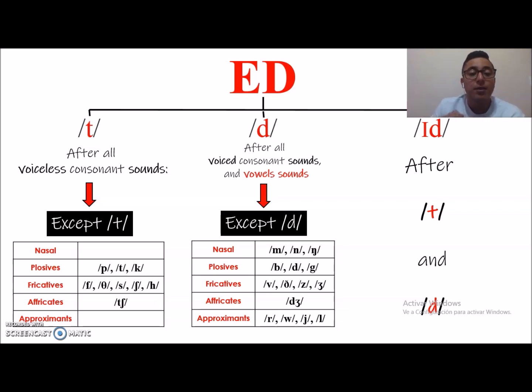Alright? In the first rule, t sound, we have to pay attention to the voiceless sounds. That's why it's really important for you to learn them. In the second rule, we have to pay attention to the voiced consonant sounds and the vowel sounds. And in the third rule, basically, is the exception from rule number 1 and the exception from rule number 2, which is the t sound and the d sound. Alright? So now I'm gonna give you some examples for you to understand better.